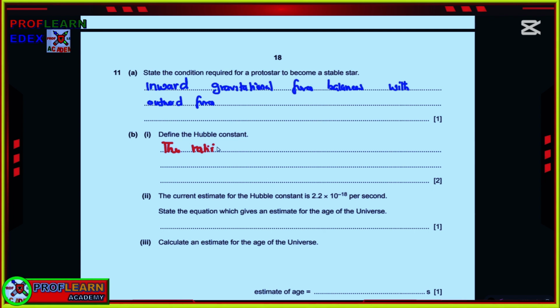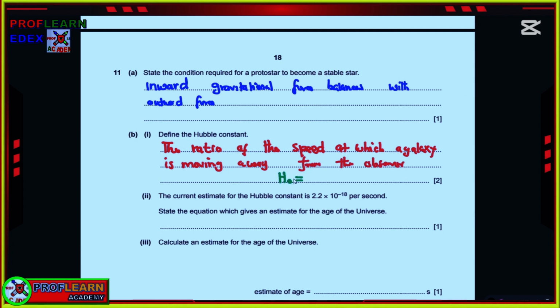We are supposed also to know how to define Hubble's constant, and Hubble's constant, we are going to say, is a ratio of the speed at which a galaxy is moving away from the observer to its distance from the observer. So we are going to say Hubble's constant is H equals v over d, where H is Hubble's constant, v is the speed at which the galaxy is moving away, and d is the distance between the galaxy and the observer.